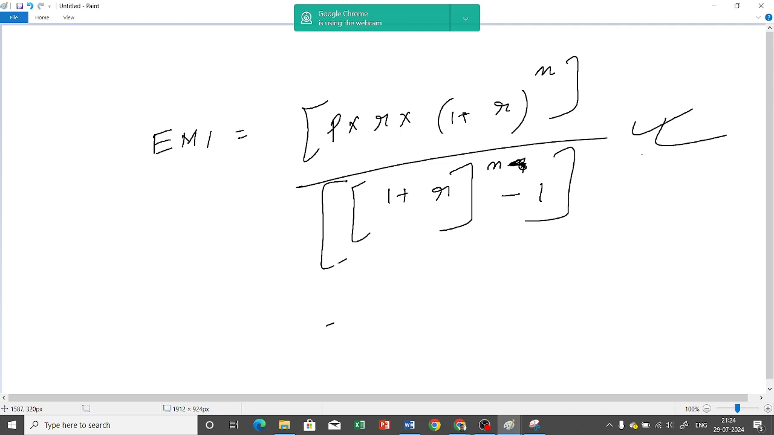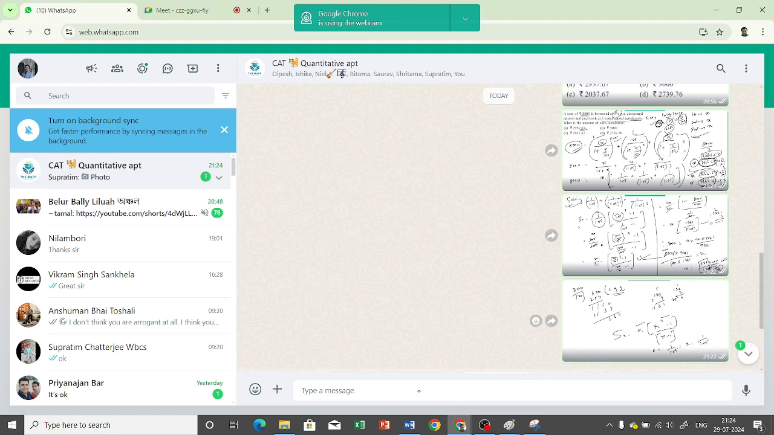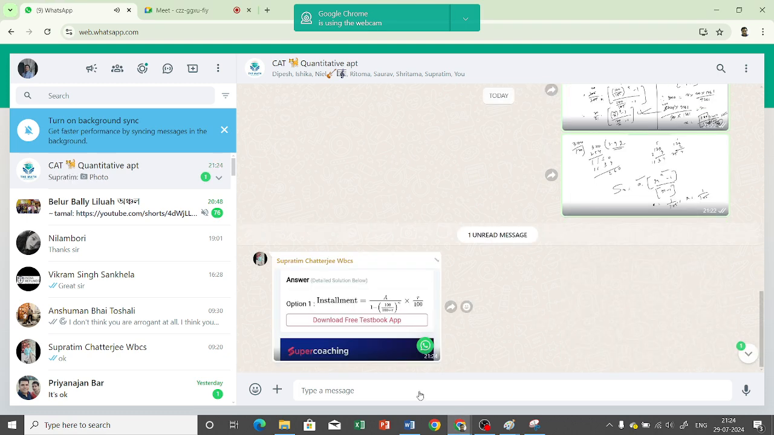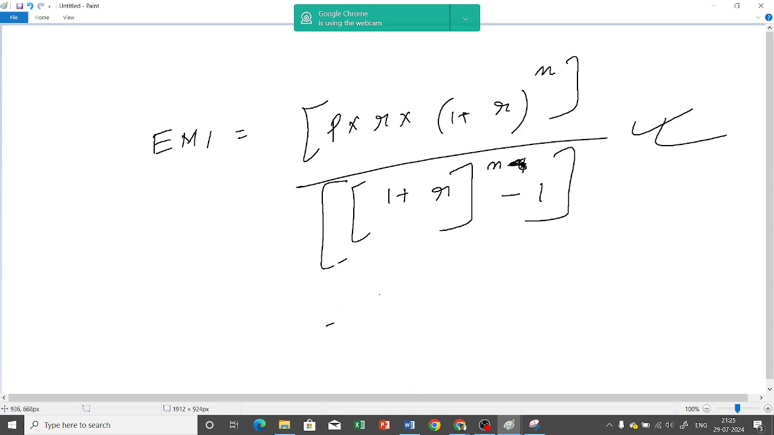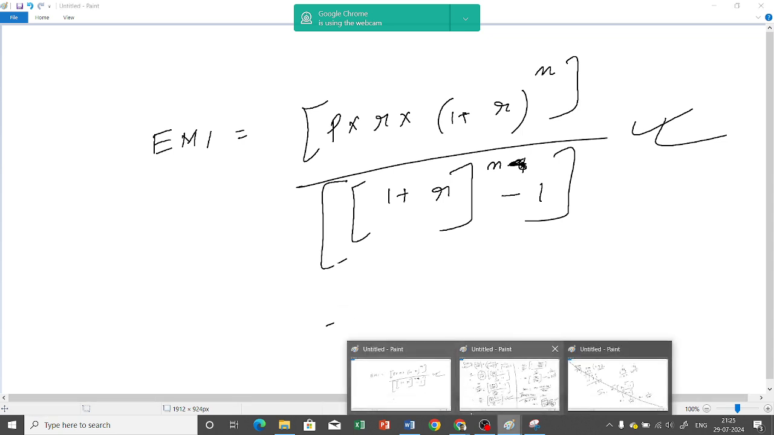So this is one formula that you can follow. It is P into... Okay, I sent it. Okay, A divided by 1 minus 100 by R whole to the power n into R by 100. Okay, we can try out this one also.